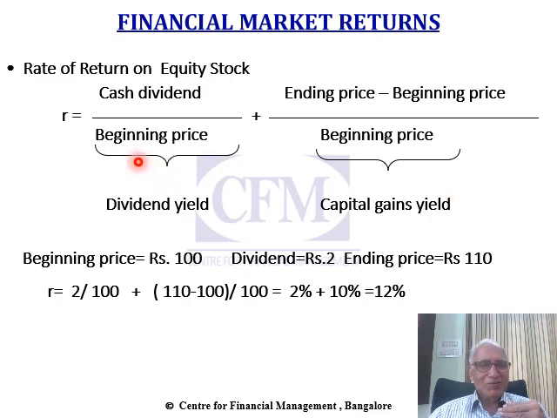Dividend yield is defined as cash dividend divided by beginning price, and capital gains yield is ending price minus beginning price divided by beginning price. To illustrate, suppose the beginning price of a share is rupees 100, the investor gets a dividend of rupees 2 at the end of the year, and the ending price is rupees 110. So the rate of return on this equity stock is dividend yield, which is 2%, plus capital gains yield, which is 10%. So the total rate of return is 12%.